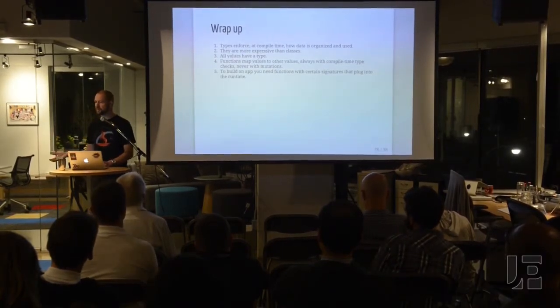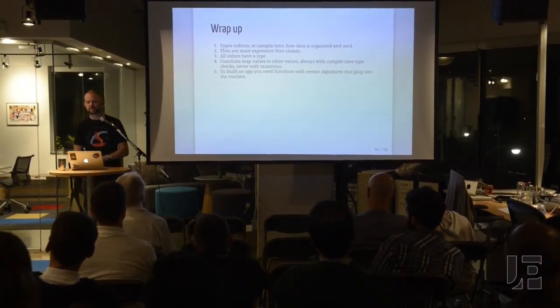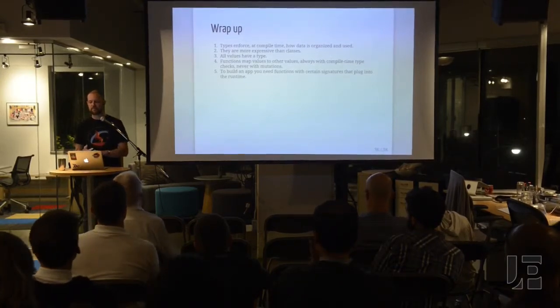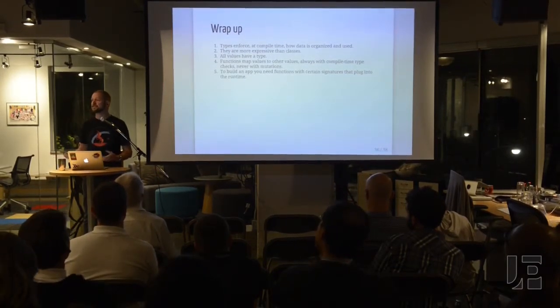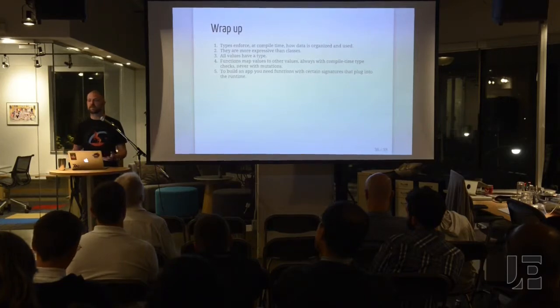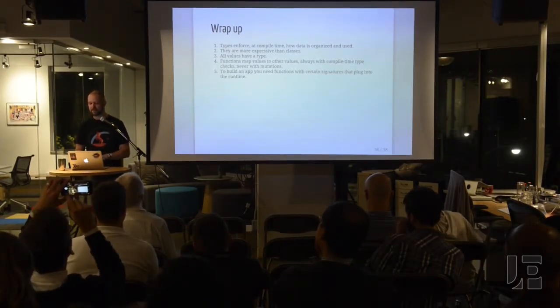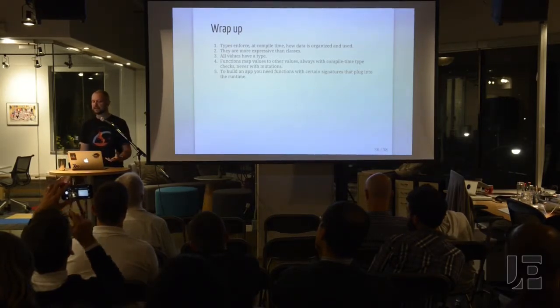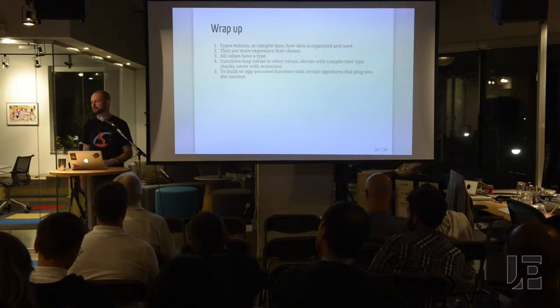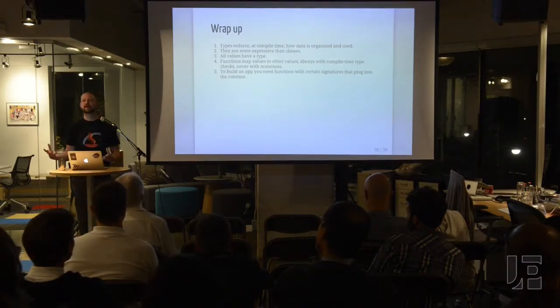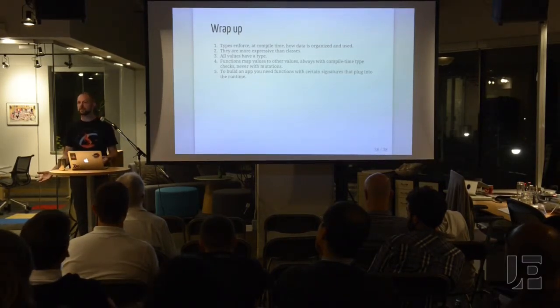So again, to wrap up what we looked at, types enforce how data is organized. I think they're more expressive than classes. They're super lightweight. You can do recursive things. You can do all sorts of neat stuff. All values have a type. Functions map values to other values. And to build an app, you need functions with certain signatures. So if you get that, then you can write an Elm application.